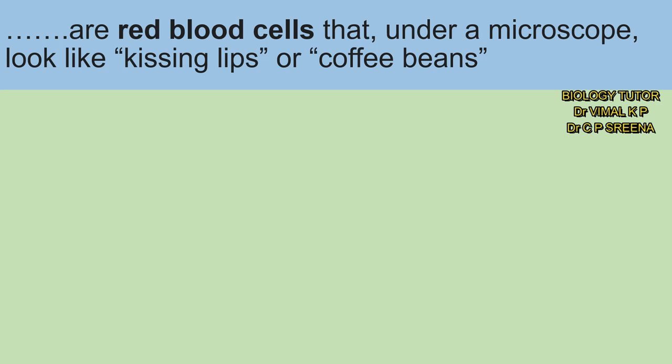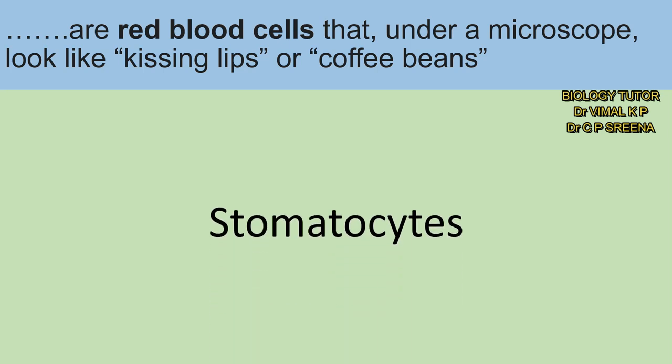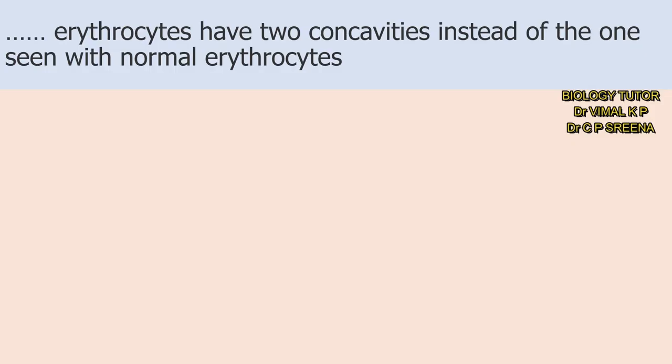Dash are red blood cells that under a microscope look like kissing lips or coffee beans. They are known as stomatocytes.